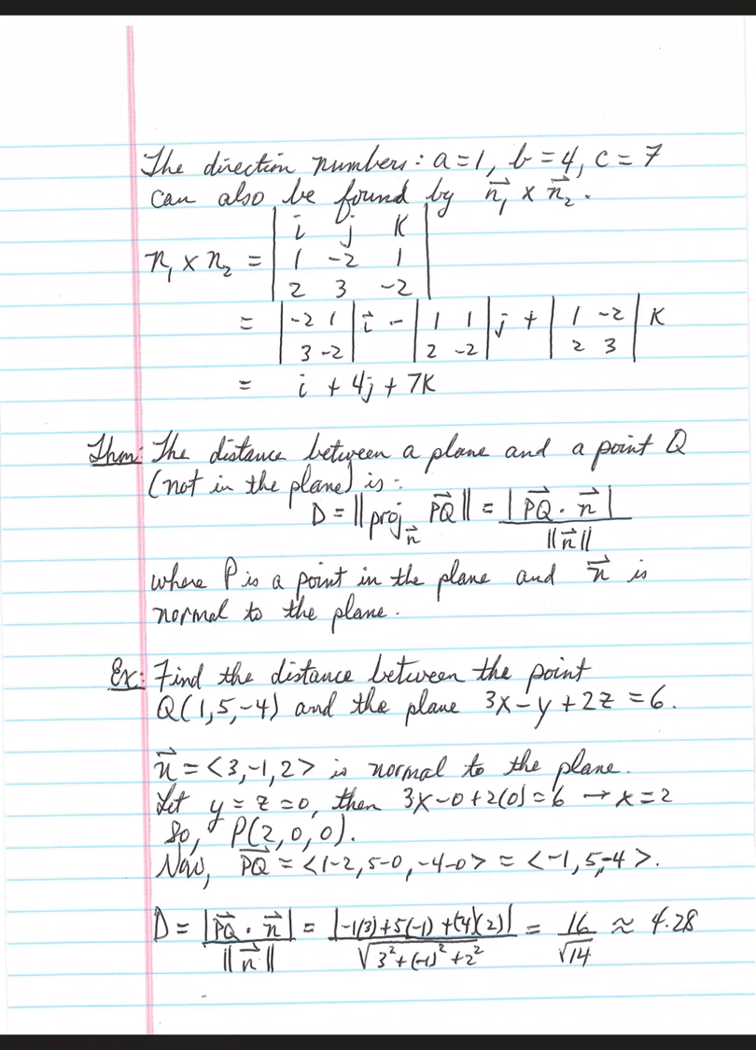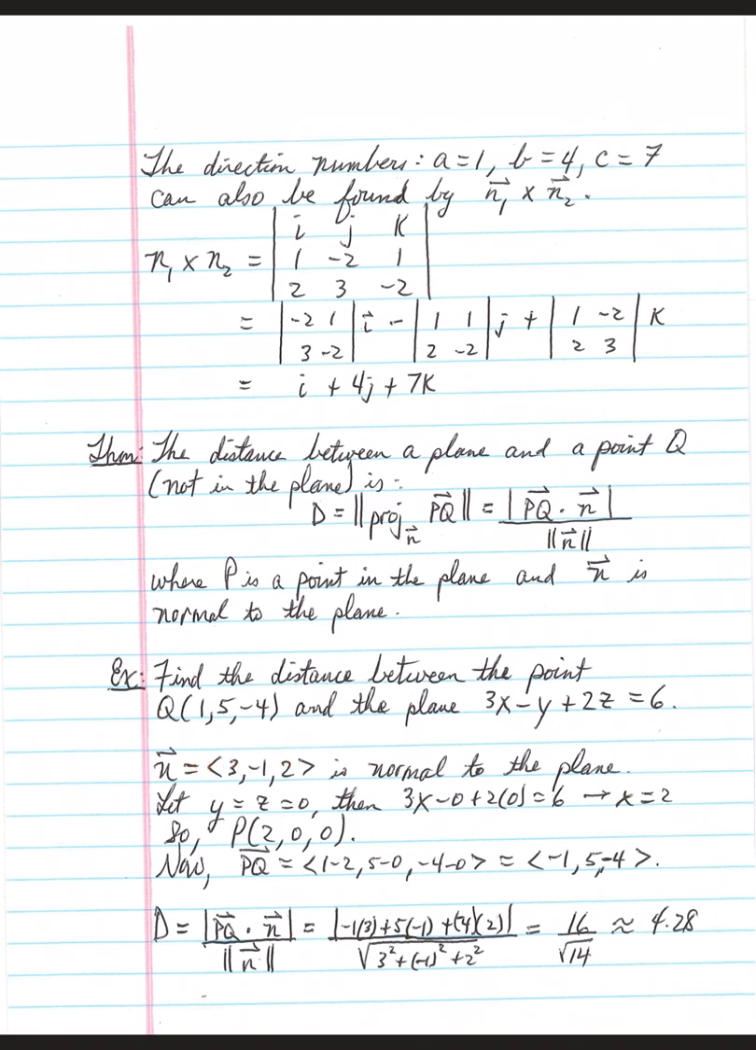Example: find the distance between the point Q (1, 5, negative 4) and the plane 3x minus y plus 2z equals 6. Okay, so recall, if you know the equation of the plane, you can take x, y, and z's coefficients, and that gives you your normal vector to the plane.